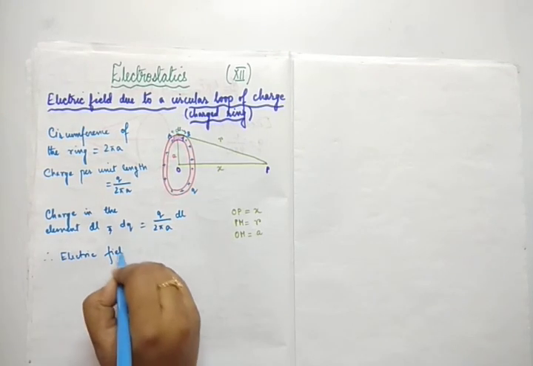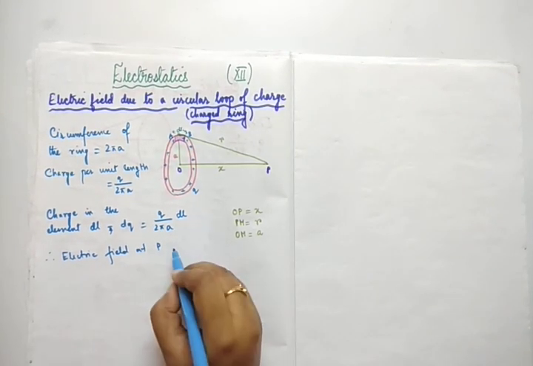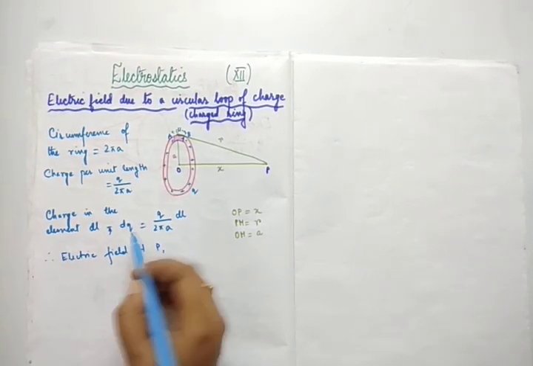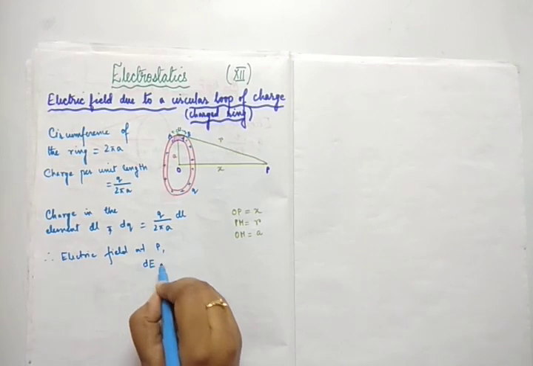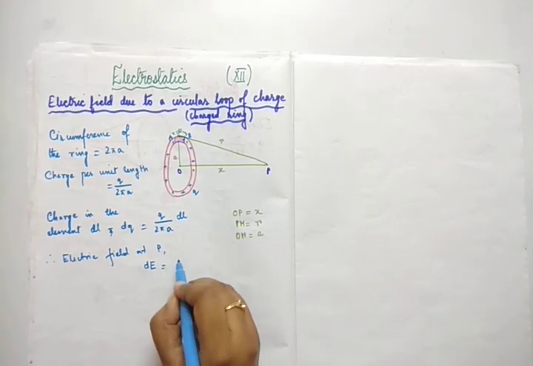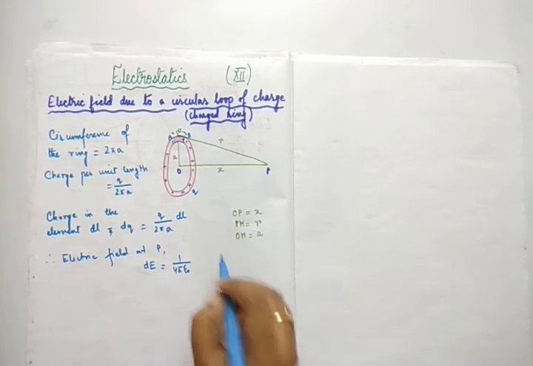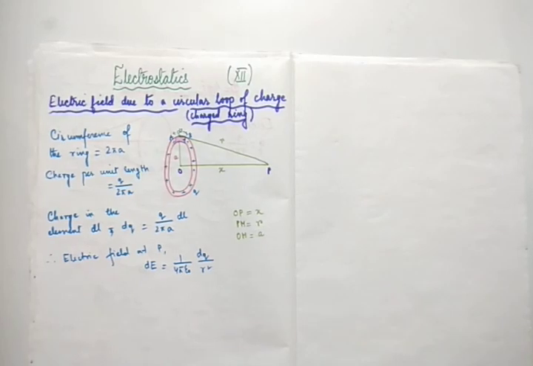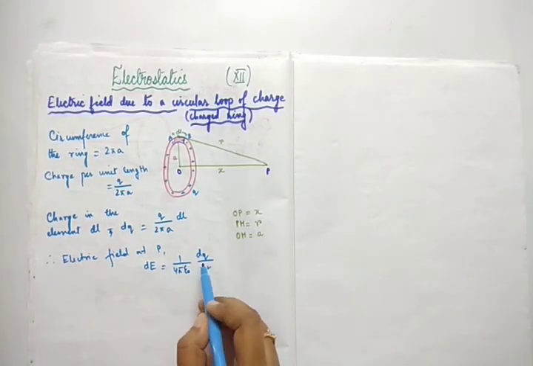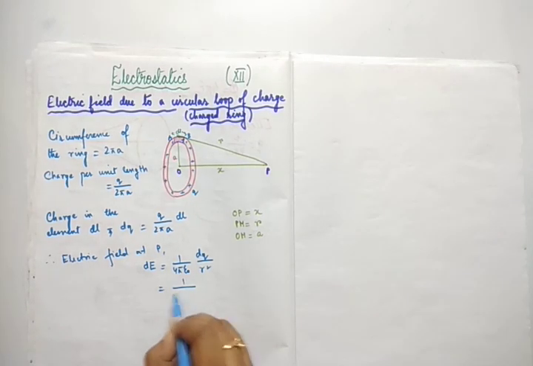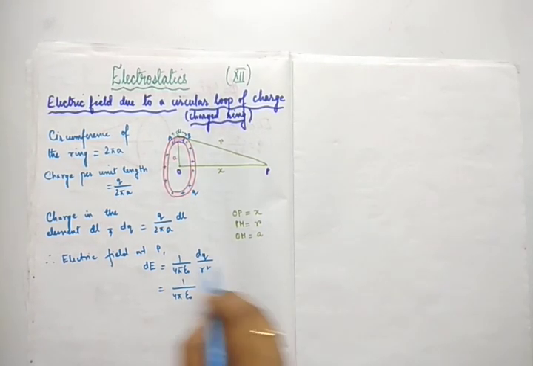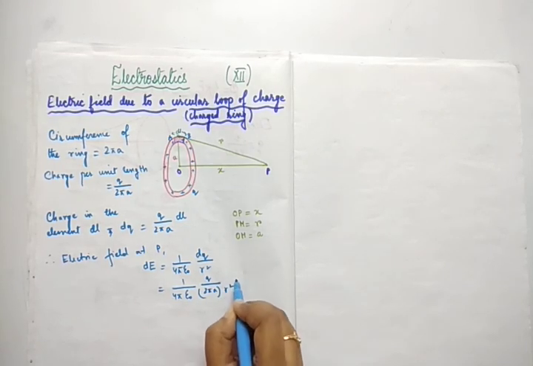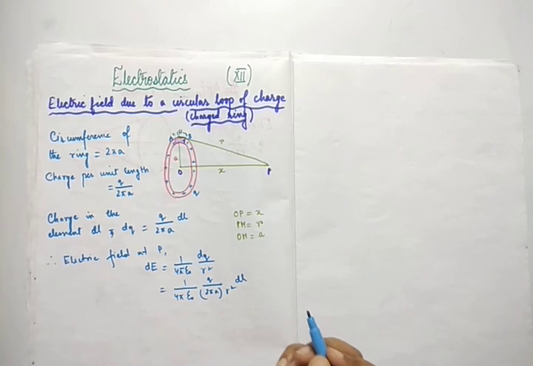Therefore the electric field at P will be, since this charge element is very small, a small electric field denoted by dE. It will be 1 by 4 pi epsilon naught, dq by r square. Putting in the value of dq, we get 1 by 4 pi epsilon naught, q by 2 pi a r square dl. So this is now my electric field.